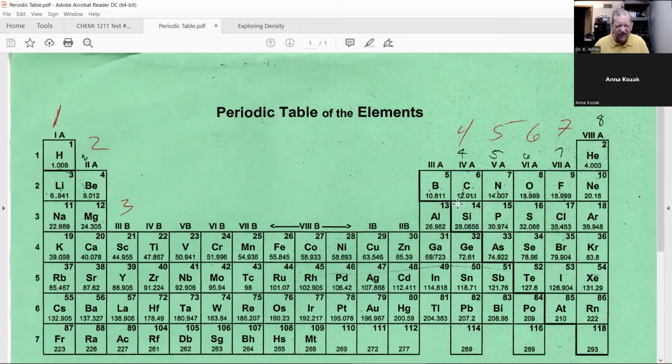Now, some instructors have their students doing that. I've never done that as a professional chemist. I look at my periodic table and it shows me what it is. So let's move on.